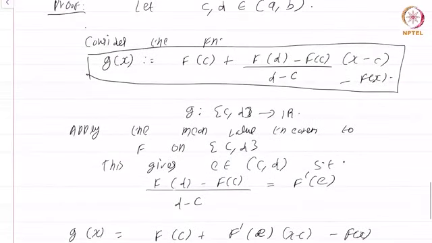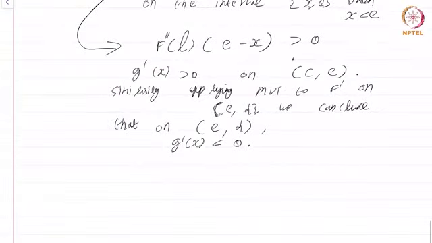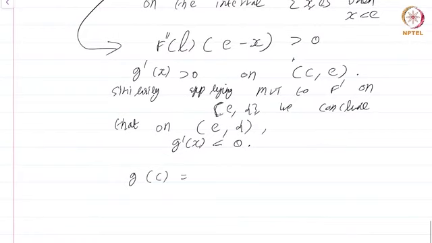Let's go back and refresh our memories as to what this function g is. Observe that at the point x equal to c, you get a zero. And observe again that at the point x equal to d, you get a zero yet again. Please check that. When x equals d or x equals c, you get 0. So g(c) is equal to g(d) is equal to 0.